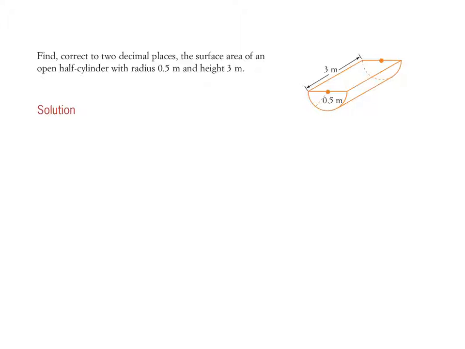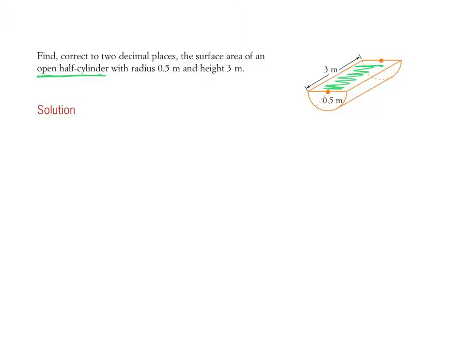Now when doing anything that represents a half or quarter of a cylinder, please read the question carefully to ensure whether it's solid, for example, has a top, or if it happens to be open like a barrel or a water trough or something. So in this particular example it says find, correct to 2 decimal places, the surface area of an open half cylinder. Okay, so being open means there's nothing in that top bit.